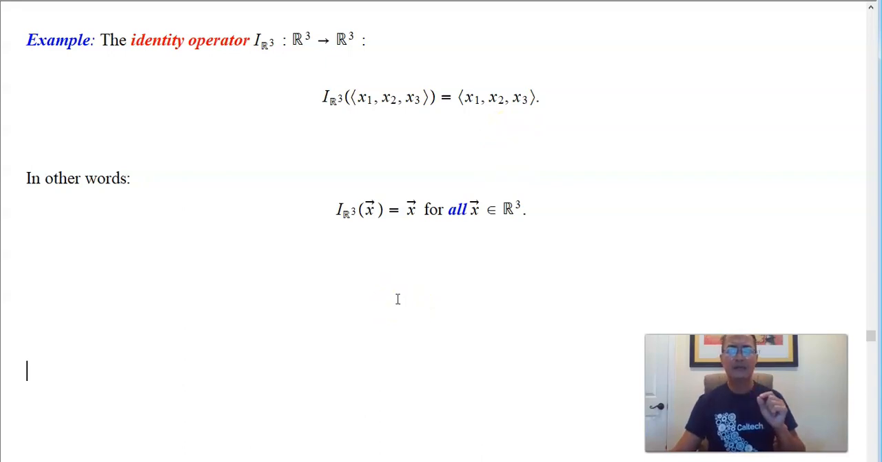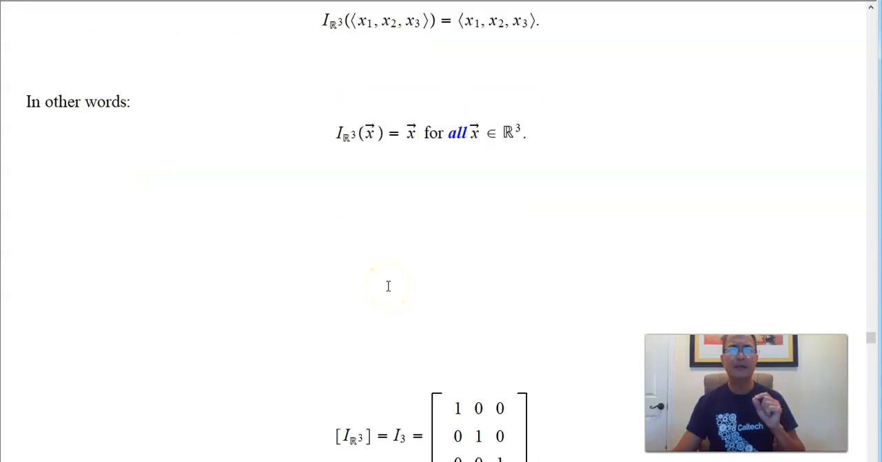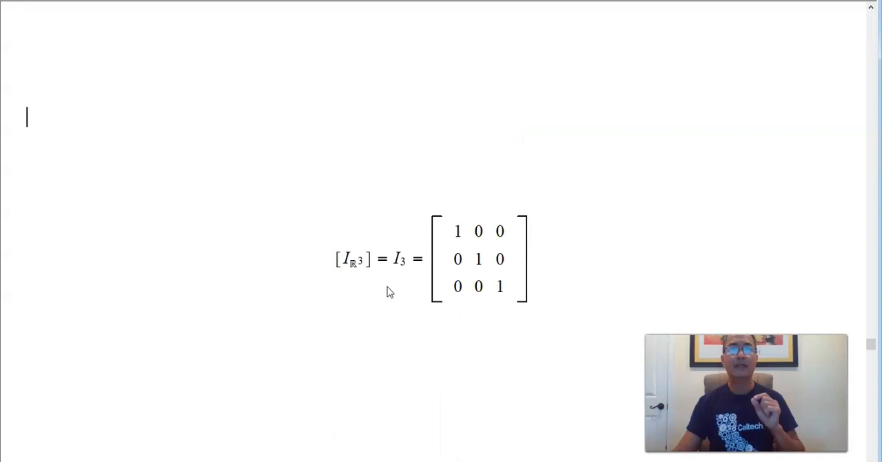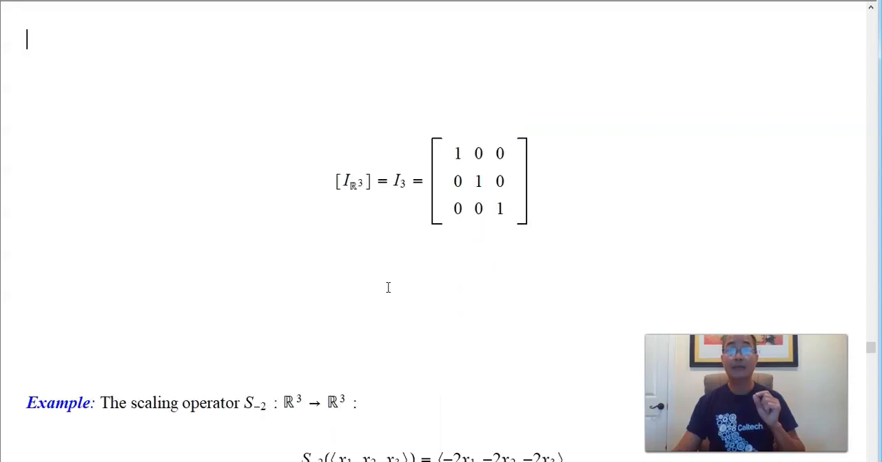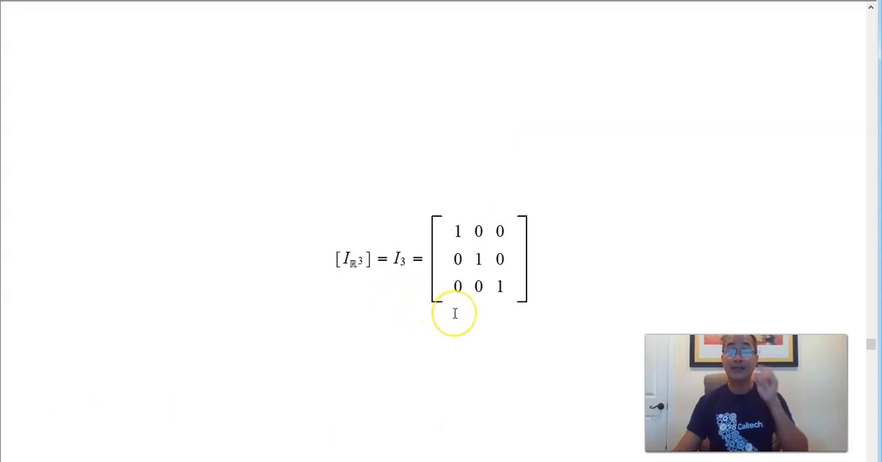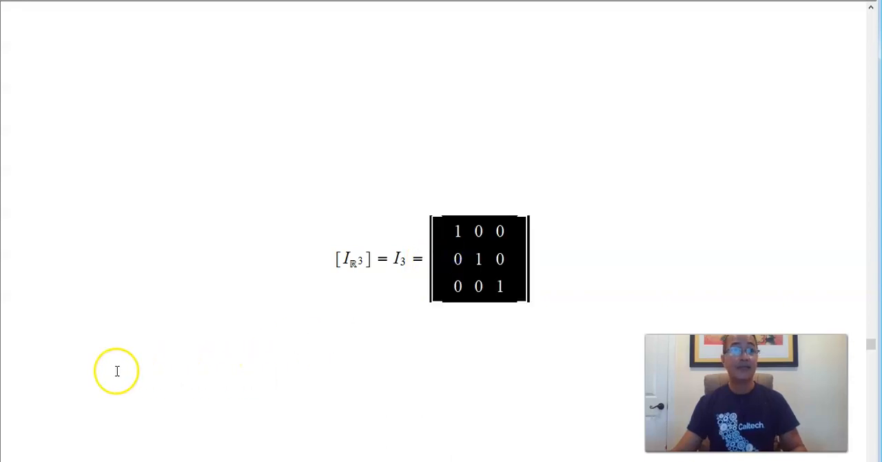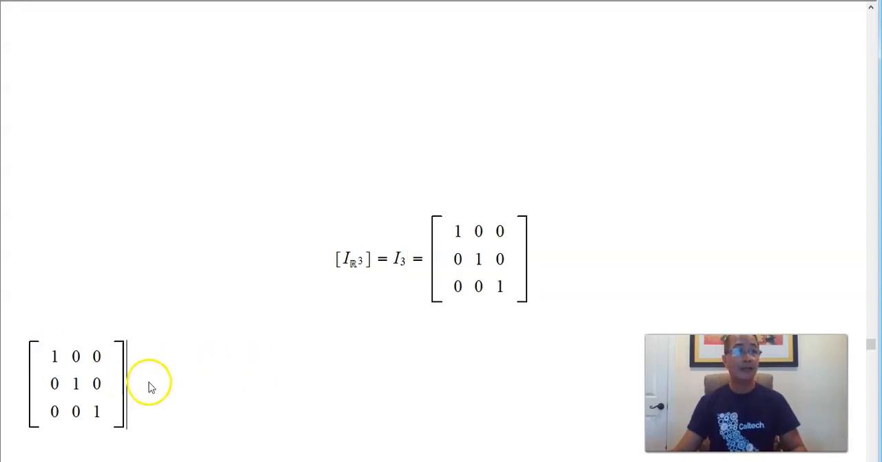Okay, have we seen a matrix that looks like that before? Oh yeah. We called it the identity matrix. In this case, the 3 by 3 identity matrix. So let's check. If this matrix is the right matrix for our identity operator, then if you multiply it by any x, y, z, you should still get x, y, z.